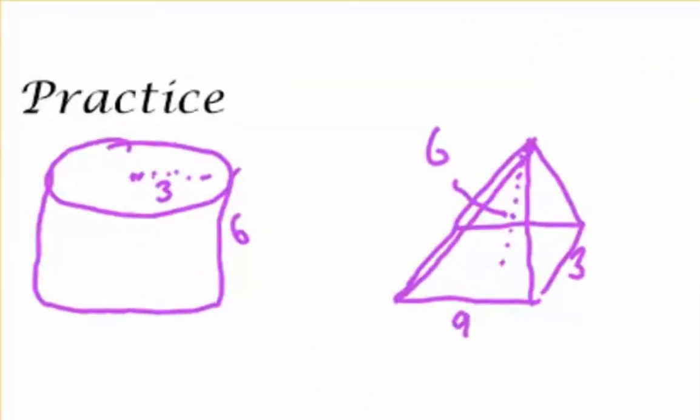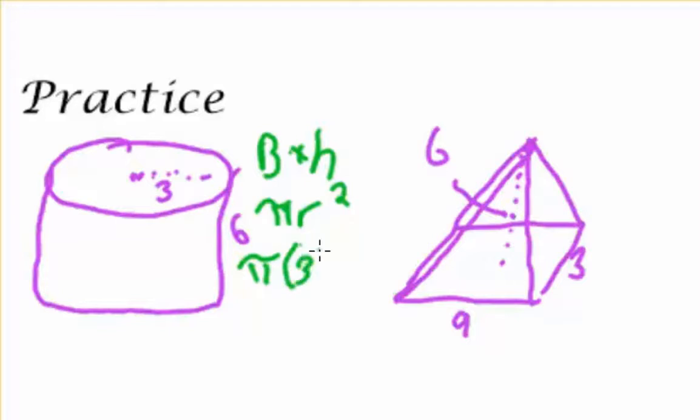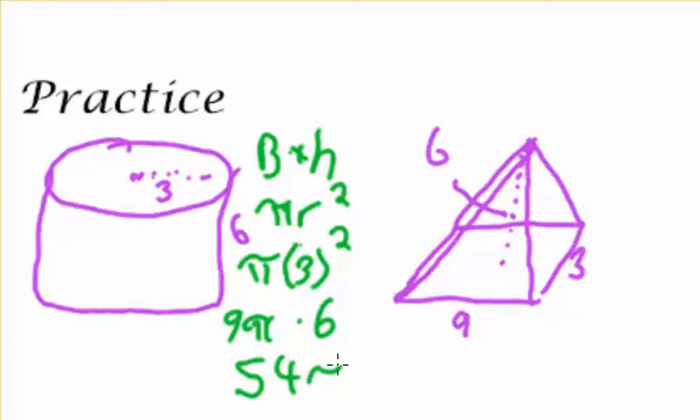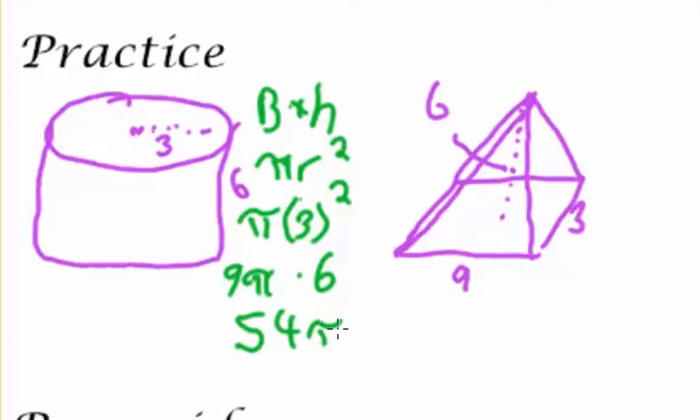Let's practice with these three prisms and find their volume. In the first example, I have a cylinder, so I will use the formula for base times height. I'll think that the base here is a circle, so I have to use pi r squared. So pi, input 3 for the radius, squared, and that will give me 9 pi. Now I can take that 9 pi and multiply it by the height of 6 and get 54 pi.